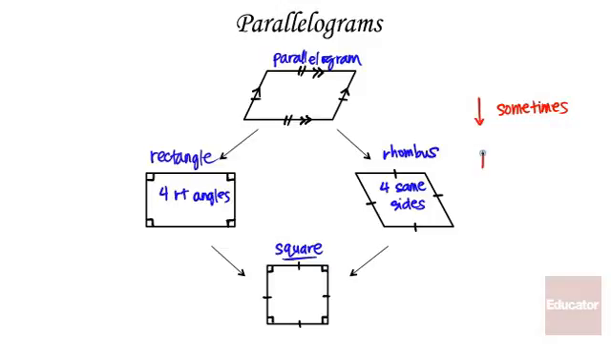When you go up on the flow chart, isn't a rhombus always a parallelogram, right? Because the rhombus always has the properties of a parallelogram. So if you're going up on the flow chart, if you're comparing like a rhombus to a parallelogram, a rhombus is always a parallelogram. A square is always a rectangle because it always has 4 right angles, right? A square is always going to be a rectangle. So this is always.